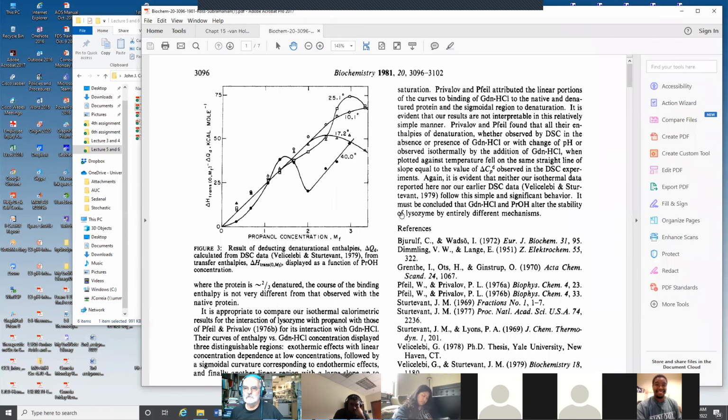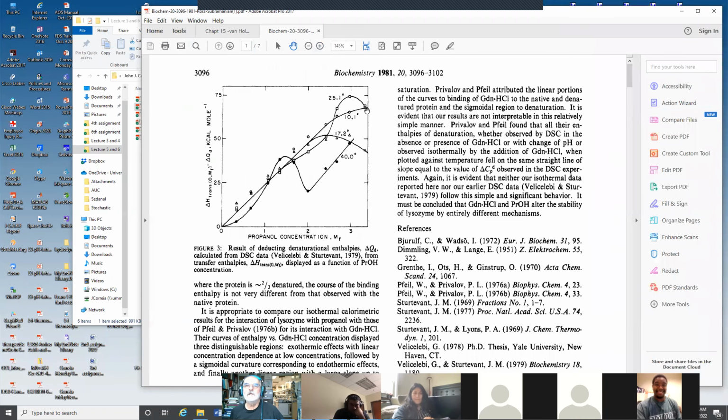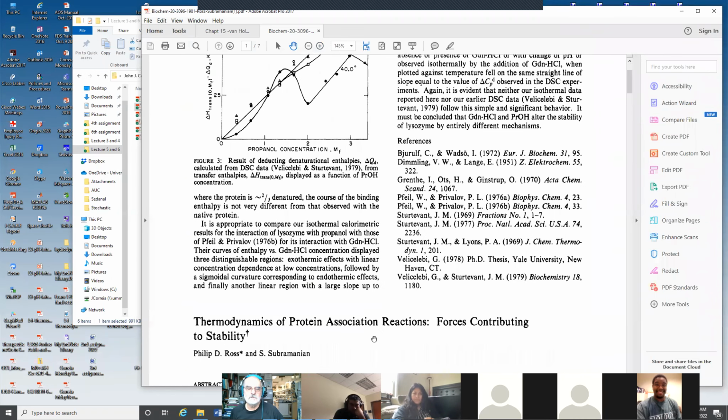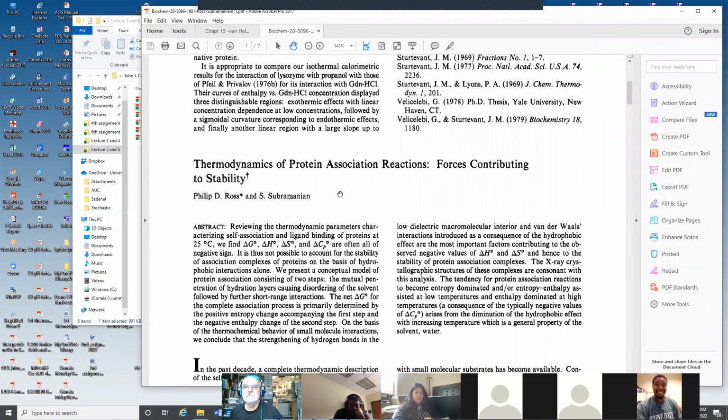Let's explore it a little bit more. Okay, so this is a paper published in Biochemistry in 1981. So it's 40 years old. It's more than 40 years old. And the title of the paper is Forces Contributing to Stability. And so what they're saying is that protein-protein interactions or macromolecule-macromolecule interactions have certain enthalpic or entropic driving forces.